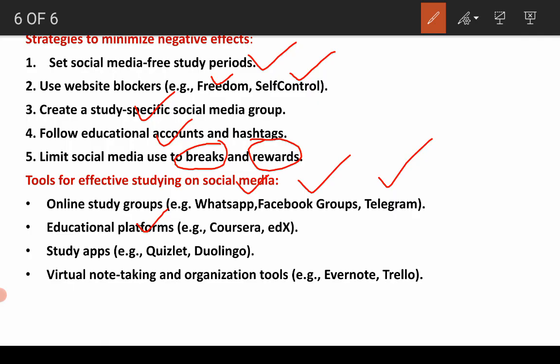All right? You can also download on your phone study applications such as Quizlet, Duolingo, and others. Okay? These are going to help you use social media to the maximum. But also visual note-taking and organization tools such as Evernote and Trello. These applications can help you to establish your studies and you benefit from social media.